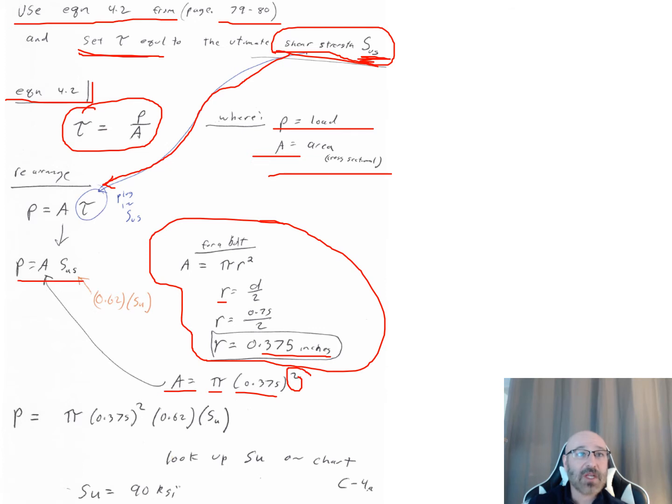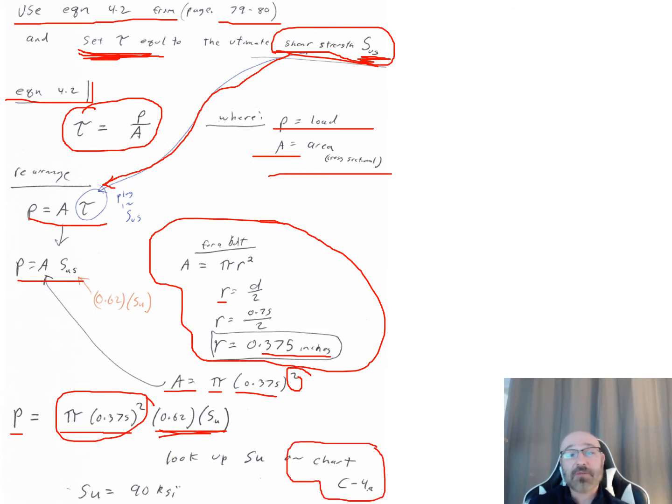So now this equation, which was originally our equation 4.2, P is equal to pi times 0.375 squared, which is our area, times 0.62 SU, which comes from the relationship in our assumptions on our setup page, which we can now say is equal to our tau. That goes in for our load value. Now we go to chart C4A in our textbook, select the correct steel we want to use, and look up our SU value. Our SU is going to be 90 KSI. So we can plug in 90 KSI, multiply it by 0.62, and multiply it by that cross-sectional area in order to get our load.